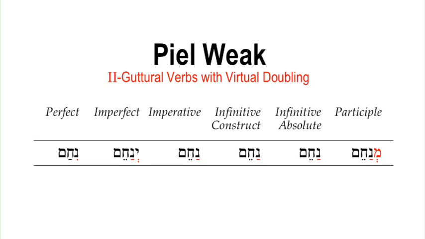In the imperative, the infinitive construct, and the infinitive absolute, you've lost 50% of the diagnostic features. The dagesh forte that you would normally expect in the second root letter has been rejected, but no lengthening. And so these particular forms only maintain the pathach under the first root letter. That pathach under the first root letter is going to be the one feature that identifies these forms as Piel II guttural verbs. Let's look at II guttural verbs with compensatory lengthening.